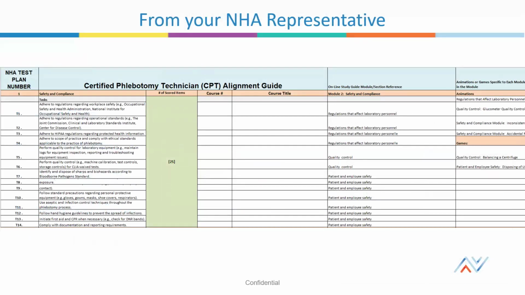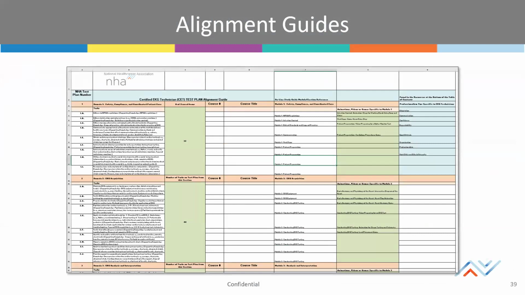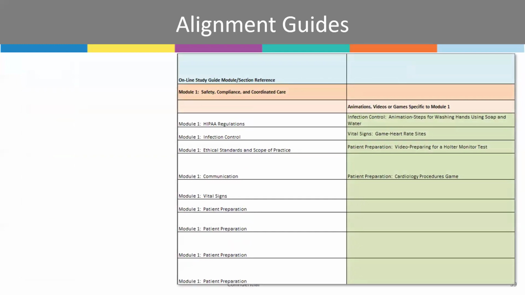In fact, we have mapping resources for our exam preparation resources too, which you can request from your NHA representative, called alignment guides. These are unique to the certification type and include an outline of the full test plan, identifying how many scored questions there will be on the exam in each domain. This also will map out where in the NHA study guide that content is covered, and if there are any additional resources within that learning content to help with the process, including videos and games.